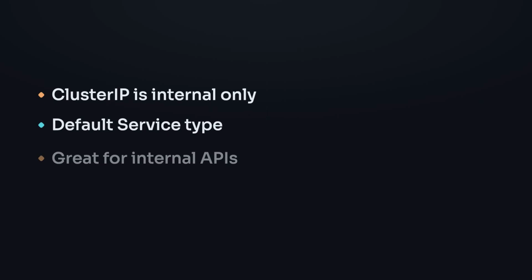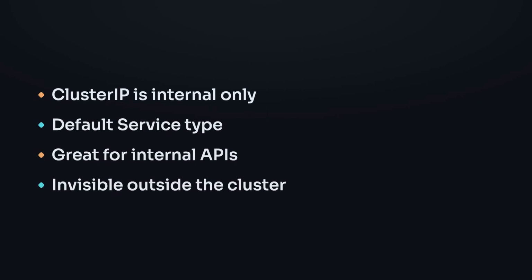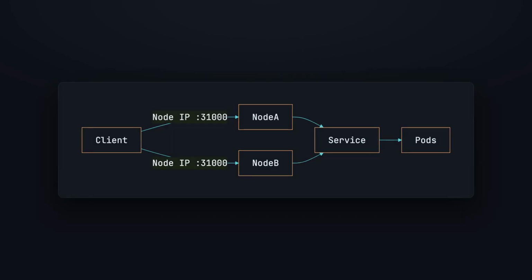Not every service works the same way. The default type, cluster IP, is reachable only from inside the cluster. It is perfect for internal APIs and databases that should never be exposed to the outside world. Its virtual IP has no meaning beyond the cluster boundary. Most services in a real deployment are cluster IP, quietly wiring your microservices together on the private network. When you do need outside access, one option is node port.